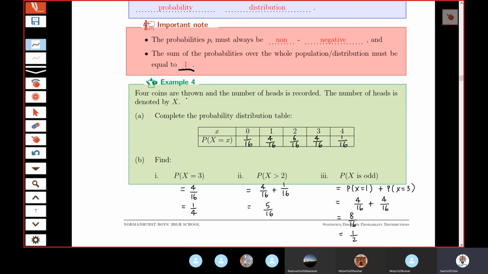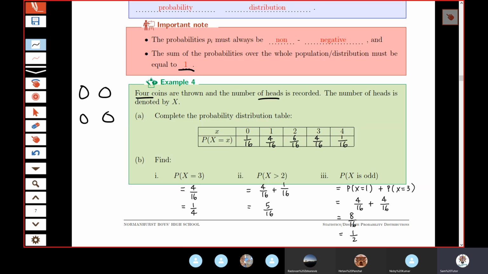Four coins are thrown. So you first have to think about 4 coins, right? 1, 2, 3, 4. And the number of heads is recorded. The number of heads is denoted by that capital X. So you could have 0 heads, 1 head, 2 heads, 3 heads, or 4 heads, right? Complete the probability distribution table.